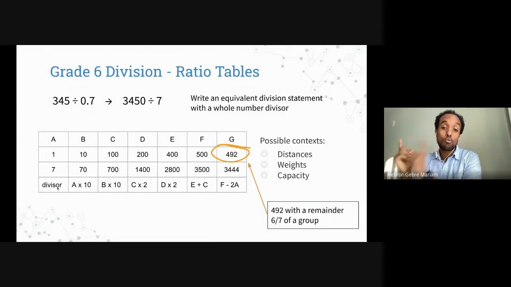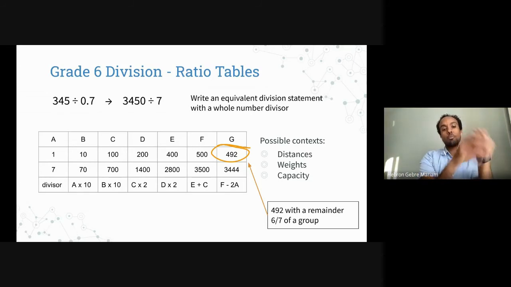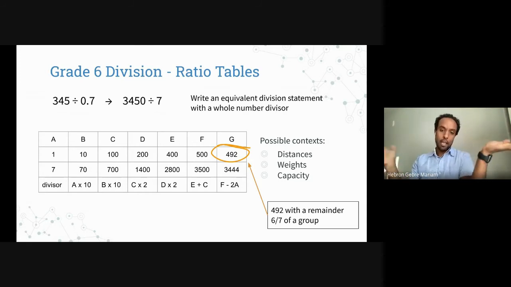In grade 6 division, we've also got ratio tables. Ratio tables is a really effective strategy, which I enjoy. Here we've got 345 divided by 7/10. Now, we're going to rewrite this situation with an equivalent division statement with a whole number divisor. So we're going to take 7/10, multiply it by 10, make it 7. In order for this equation to be equivalent, we'll also have to multiply the dividend from 345 to 3,450. So if what we're dividing is 10 times larger, and what we're dividing by is 10 times larger, the quotient should be the same. Now we're dealing with a whole number situation instead of a decimal tenth situation.